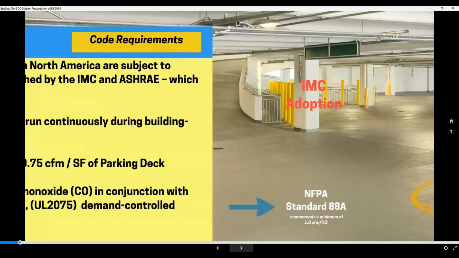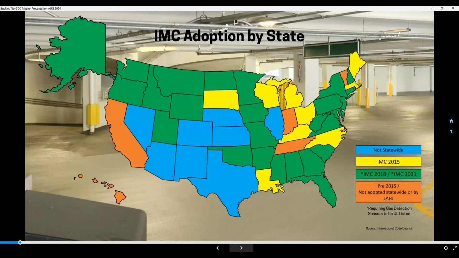If we look at International Mechanical Code and how it's adopted throughout the United States, understanding that the Northeast, specifically Boston, is a hub for design work throughout all of the United States and elsewhere, we want to look in all regions of the US for a bit of background. When we look at International Mechanical Code adoption by state, you see states in blue, yellow, green, and orange. The states in blue have not yet adopted statewide International Mechanical Code.